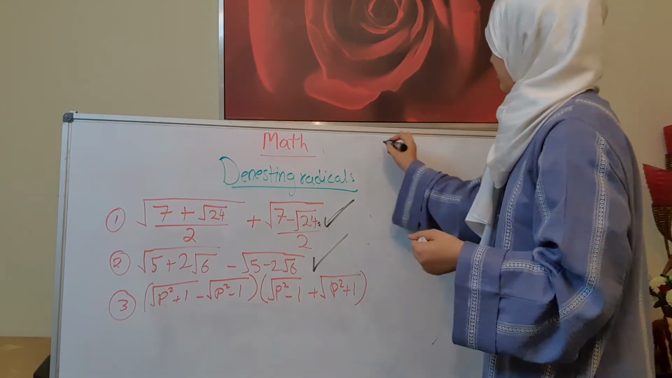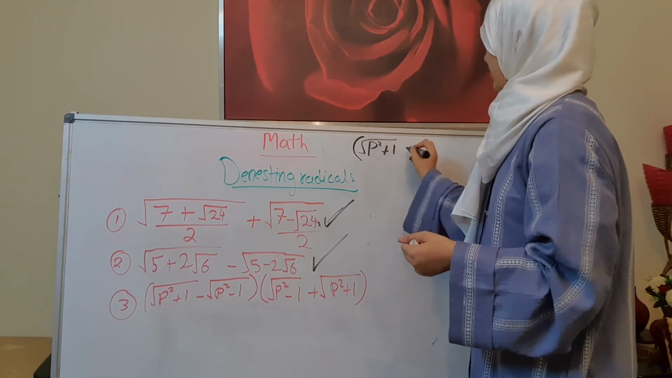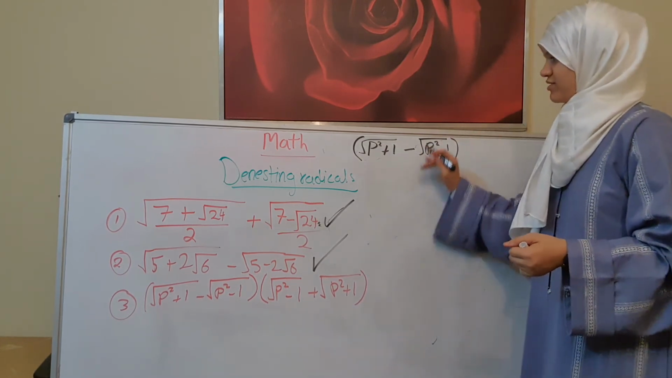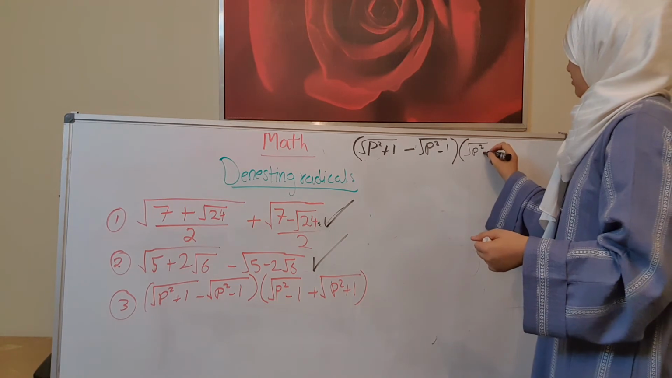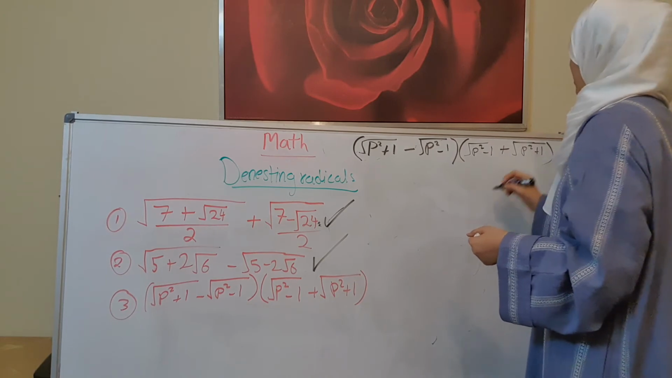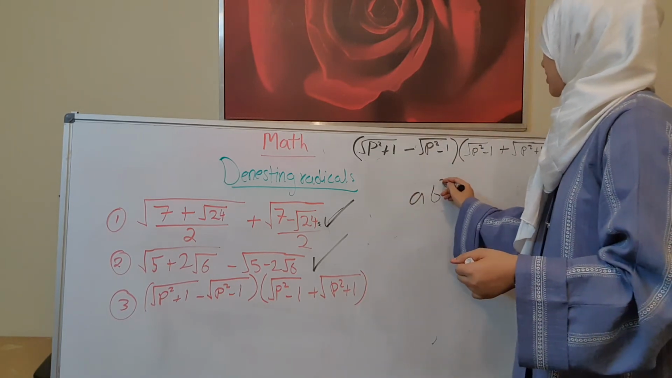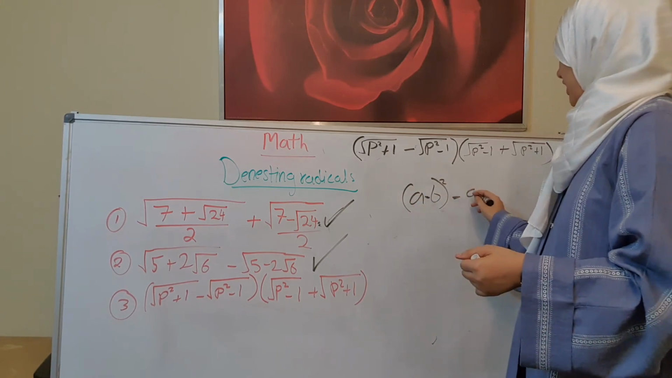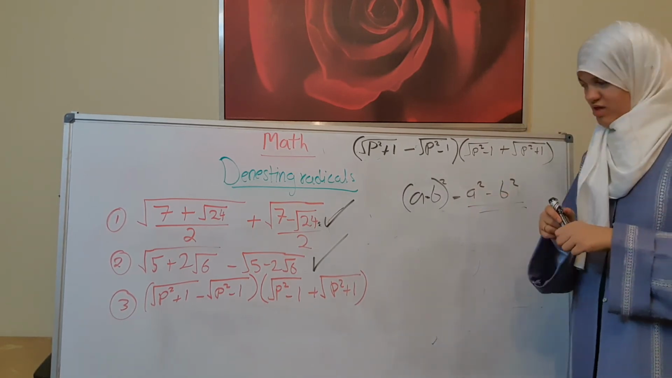We have what here? Radical b squared plus 1, minus radical b squared minus 1. Close the bracket. Then open the bracket, that means times radical b squared minus 1 plus radical b squared plus 1. So here we have another rule: a minus b times a plus b is equal to a squared minus b squared. Yeah, that's right. So now what will we do?